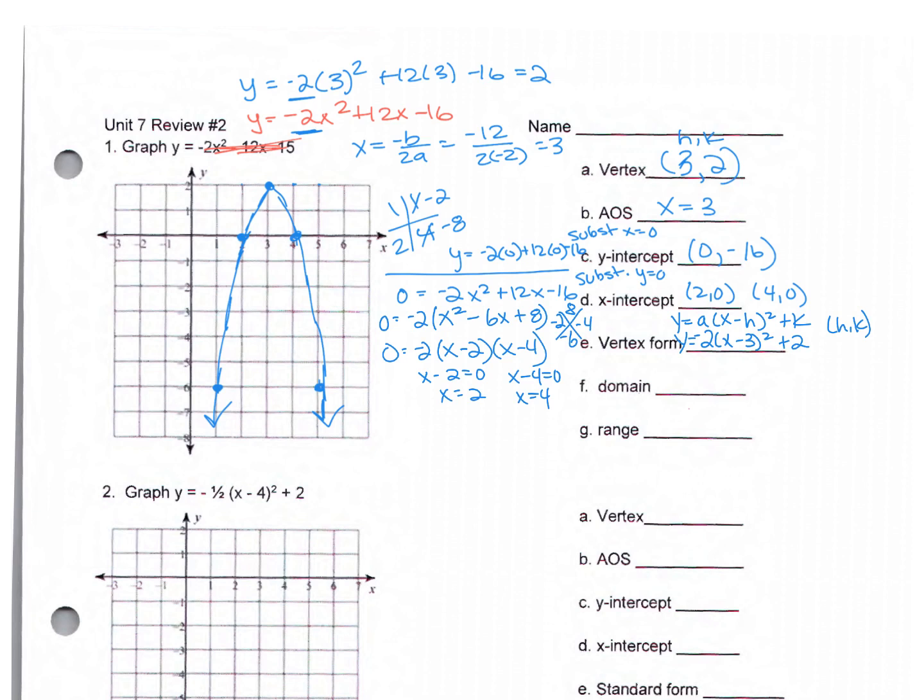So I would expect you to get this because you knew what the vertex form was. You can look in your packets at page 13. That's the first day that we talked about vertex form. The domain and range. So my domain is my x values, and it's what my x's can be.